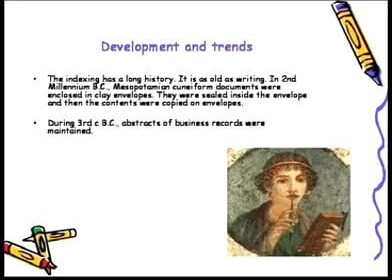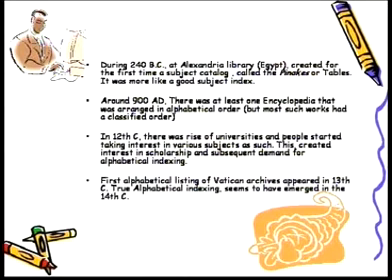During the 3rd century BC, abstracts of business records were maintained. In 240 BC at the Alexandria Library in Egypt, Callimachus of Cyrene, perhaps Alexandria's most famous librarian, created for the first time a subject catalogue of 120,000 scrolls of the library's holdings, called the Pinax or tables. It was more like a good subject index.